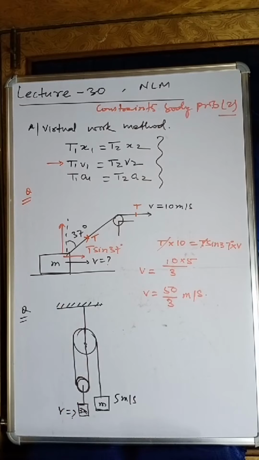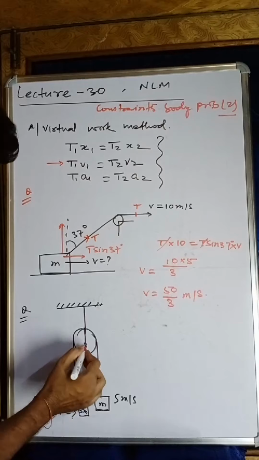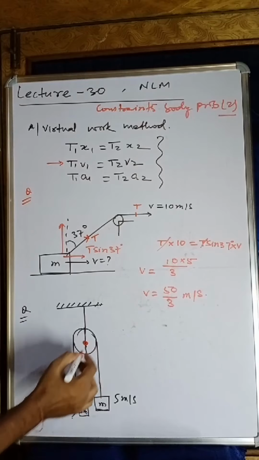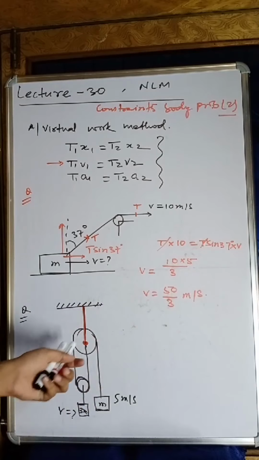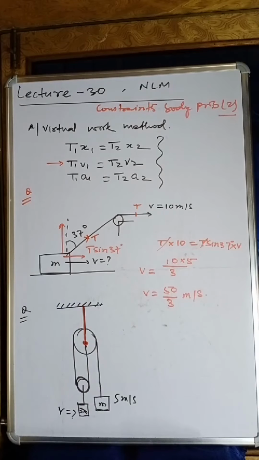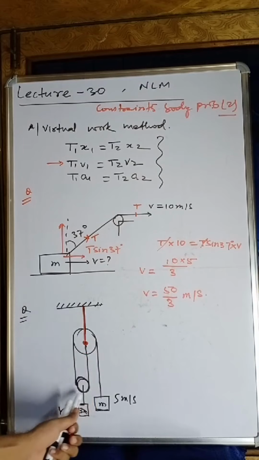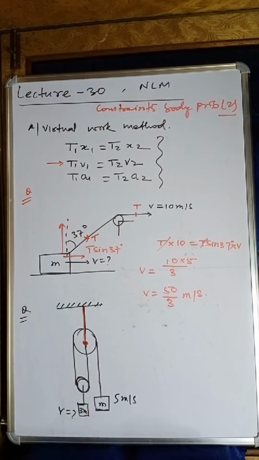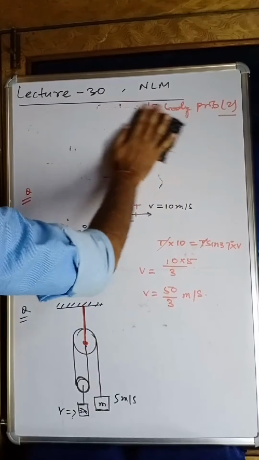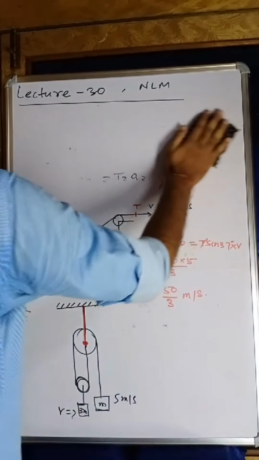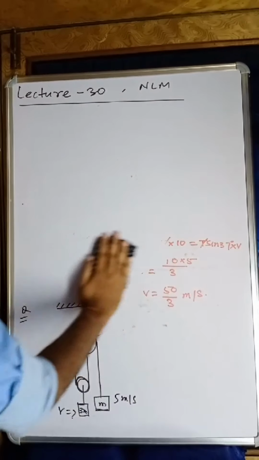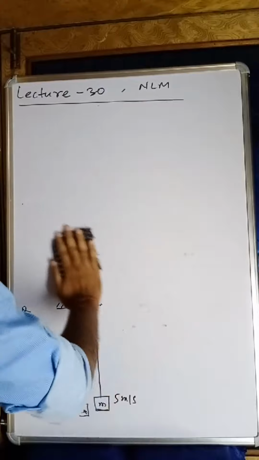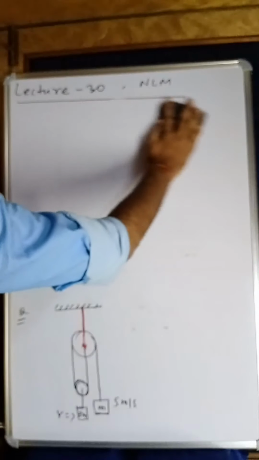Here you can see this string is changed from here. This is the axle of the pulley. From here is another tension. The red color is another string. Remember, this is not the same string that is going. Alright, another string. Now, how will you solve this question? If you can solve, try to solve this one. Okay, now pause the video and solve.